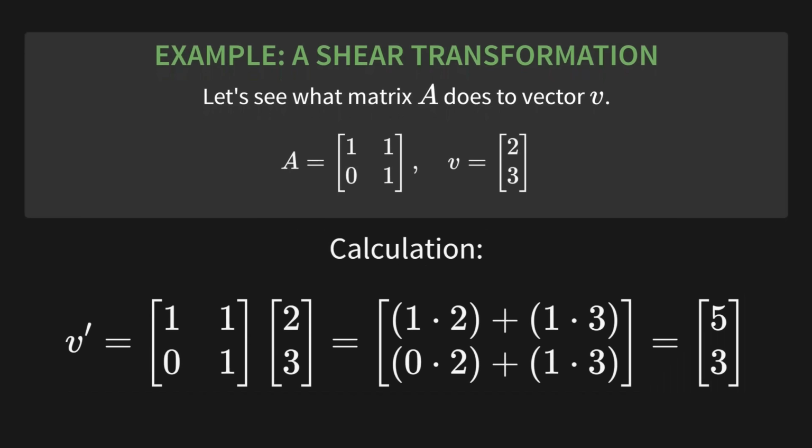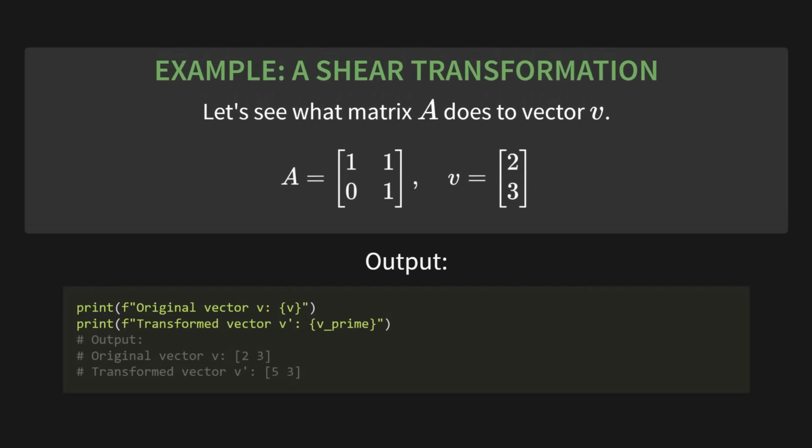So what's the calculation here? We take our matrix [[1, 1], [0, 1]] and multiply it by our vector [2, 3]. That's just 1 times 2 plus 1 times 3 for the top row, and 0 times 2 plus 1 times 3 for the bottom, which gives us the new vector [5, 3]. And the output confirms it. The original vector v was [2, 3]. The transformed vector, v', is [5, 3].